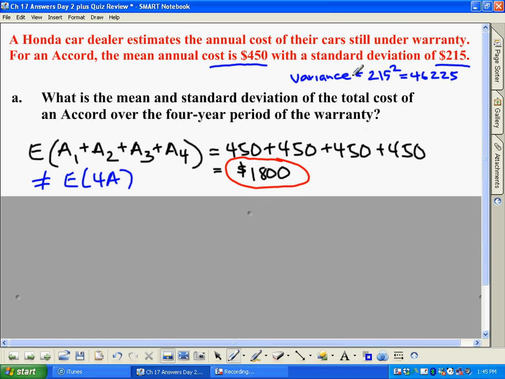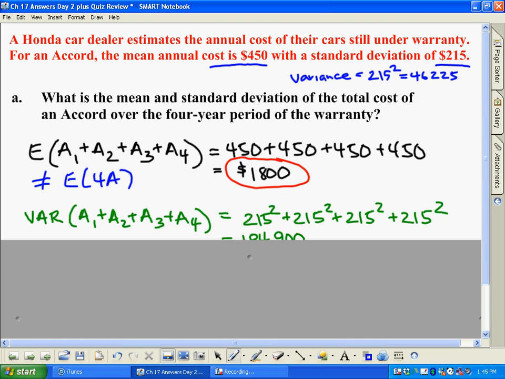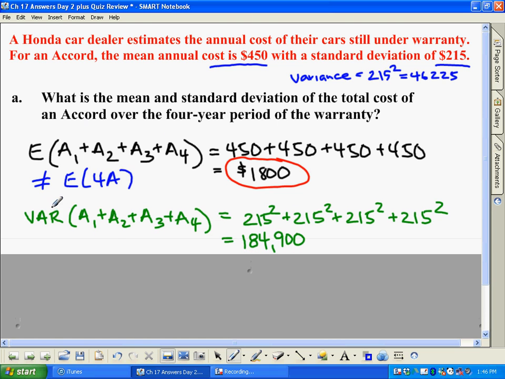Next up, we always do the variance before we do the standard deviation because we're going to square root it. So if we do the same kind of logic here, what we're going to end up doing is we're going to take the variance of the 4 years added together. So the first variance would be 215 squared, another variance would be 215 squared, etc., etc. So you wind up with 184,900. Once again, you do not do the variance of 4A, because what would happen is we would actually take 4 squared times the variance, which ends up being not 4 variances, but actually 16 variances here. So there's a big difference here when you get to variance.